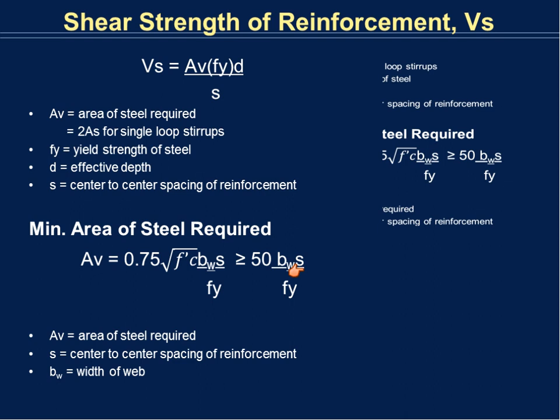The center-to-center spacing, as we stated before, and the yield strength of the steel. Now, typically the design process for shear is pretty straightforward. You first determine your applied load, you factor it, then you would look at the shear at a critical section, and then from there you would determine whether it's adequate or not based on your resisting capacity.